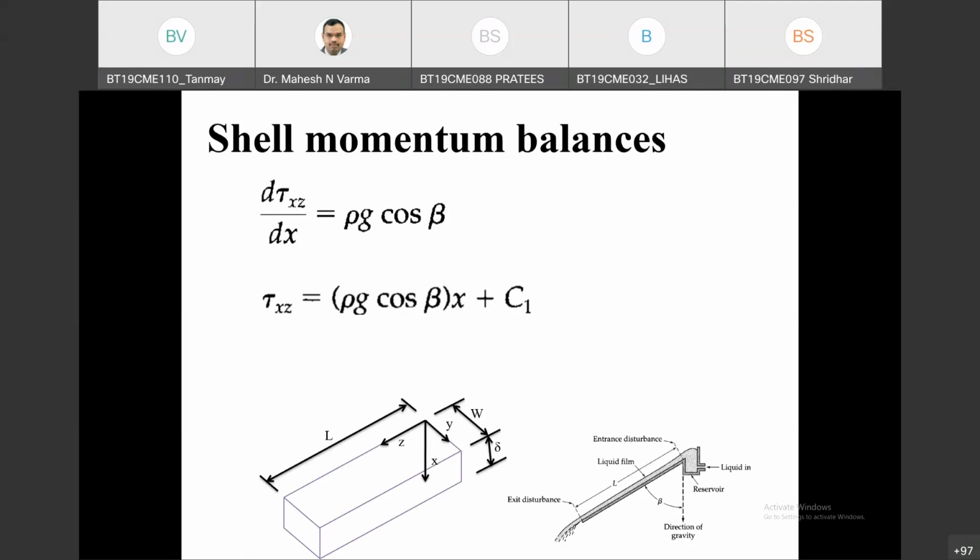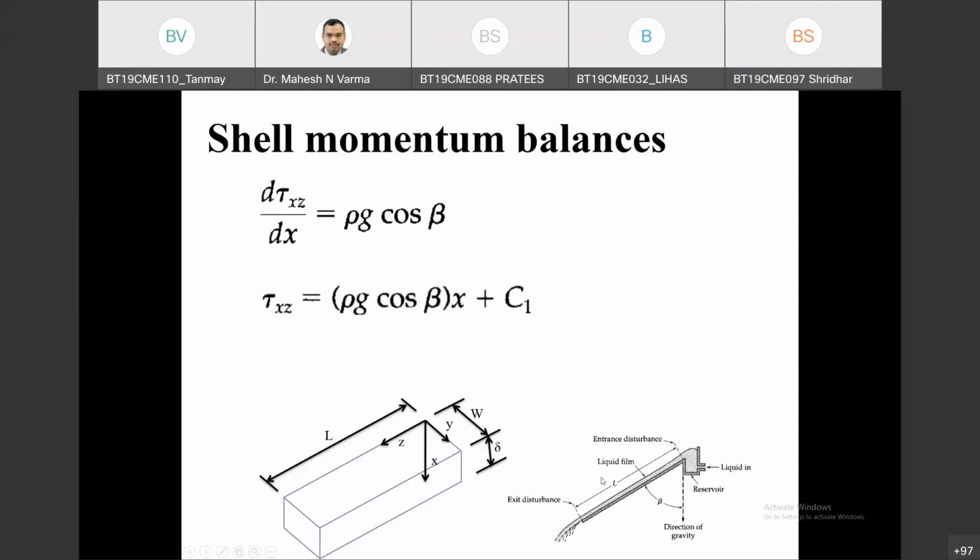Now we have observed this problem. This is the whole film. The length is in the z direction, the total length is L, the width is in the y direction, W, and the thickness is delta, the total thickness of the film. One boundary condition is needed, that is the flux boundary condition. The flux at some value of x should be given. Then only can I solve this equation and get the profile equation.